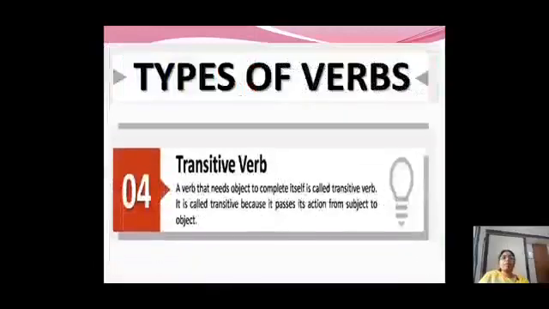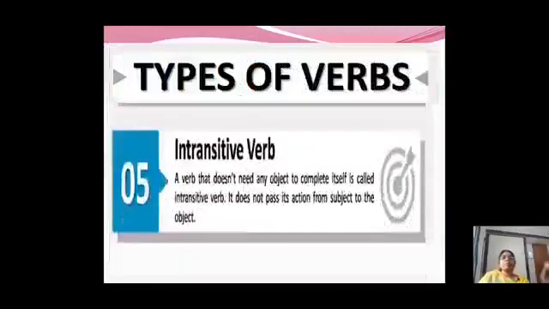Here, painting is related to the kitchen wall as well as Rose. So that comes under transitive. Intransitive. Intransitive is a verb that doesn't need any object to complete itself. It is called an intransitive verb.